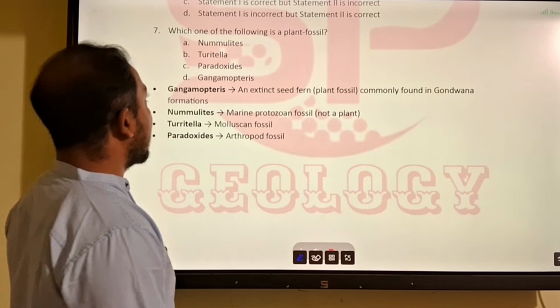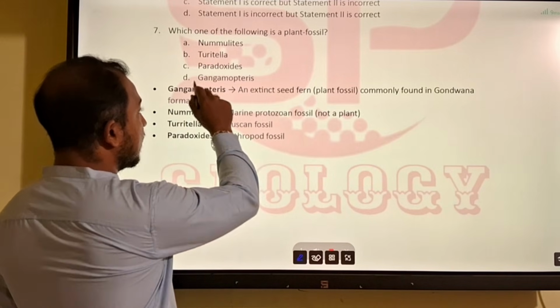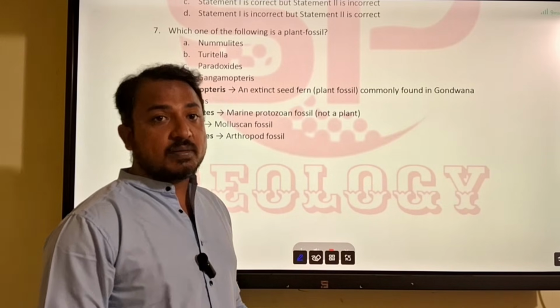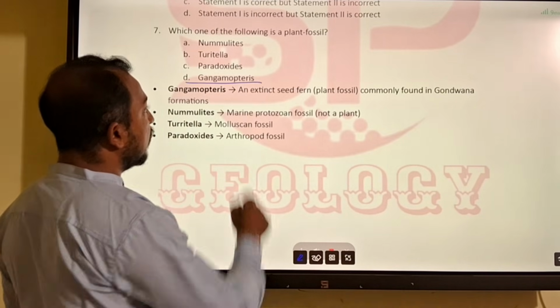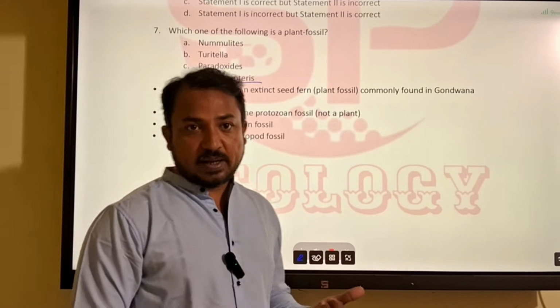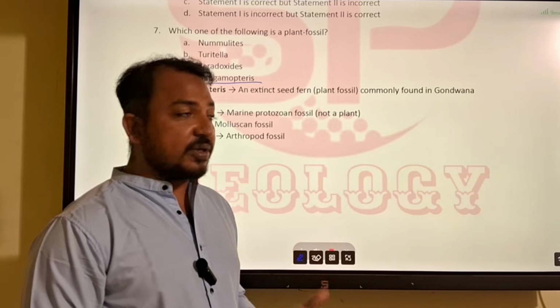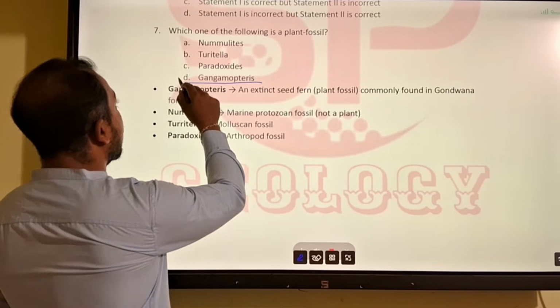Which one of the following is a plant fossil? So we have discussed that fossils that are found in Gondwana are plant fossils. They're characterized by plant fossils. So here Glossopteris, it belongs to Lower Gondwana, which has a characteristic fossil Glossopteris. So answer will be here Glossopteris.